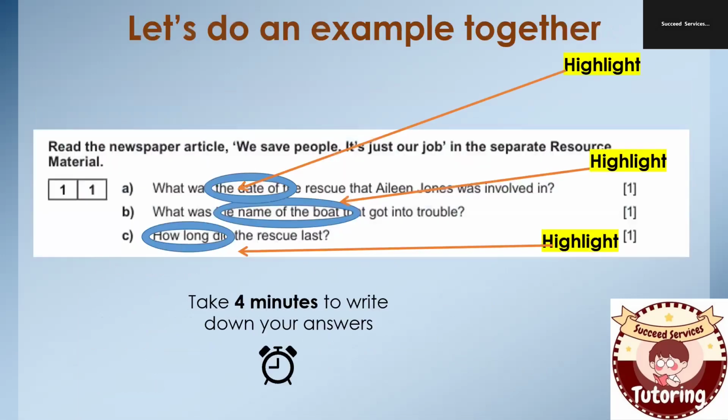Okay, so the first thing I would do is highlight the keywords of a question. I would do this for all the questions that you get in the exam. So for me, what I would highlight is the date, the name of the boat, and how long. That's really going to focus your mind on which pieces of information you need to get from the text. Take 4 minutes now to write down your answers.